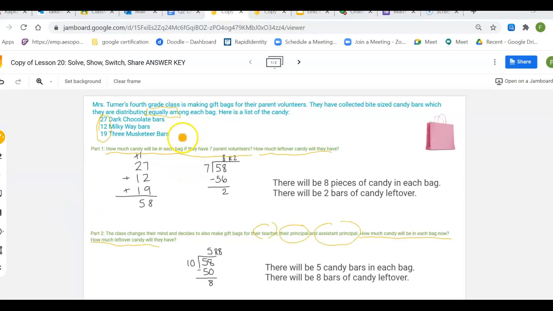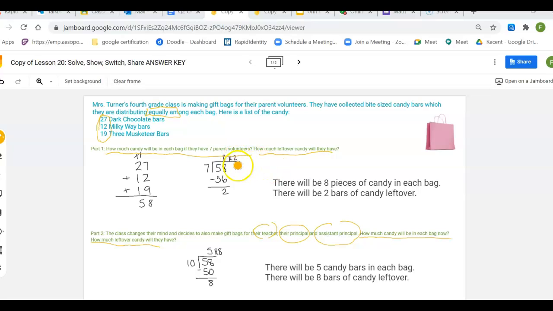All right, so we're going to go over the first part of the Jamboard. Miss Turner's fourth grade class is making gift bags for the parent volunteers that have collected bite-sized candy bars, which they are distributing equally among each bag. Here's a list of the candy: 27 dark chocolate bars, 12 Milky Way bars, 19 Three Musketeers bars. And part one, how much candy will be in each bag if they have 7 parent volunteers? How much leftover candy will they have?